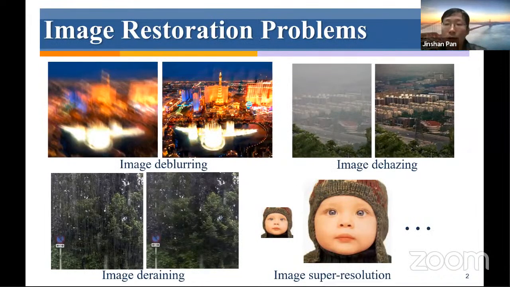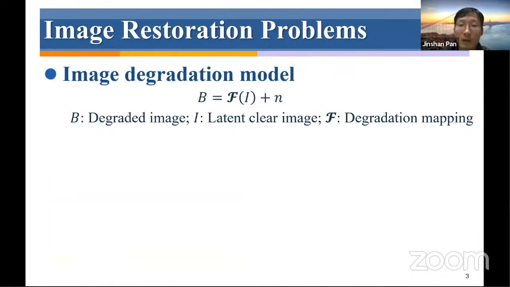The classical image restoration problems include image deblurring, image dehazing, image super-resolution, and so on. The goals of these problems are to restore the clear images from the degraded input. These problems can usually be formulated by this image degradation model. Y denotes the degraded image, and I denotes the latent clear image. F denotes the degradation mapping function, and N denotes the image noise.